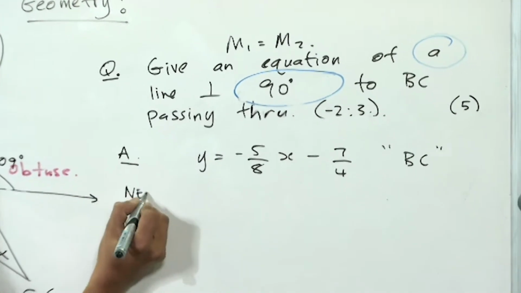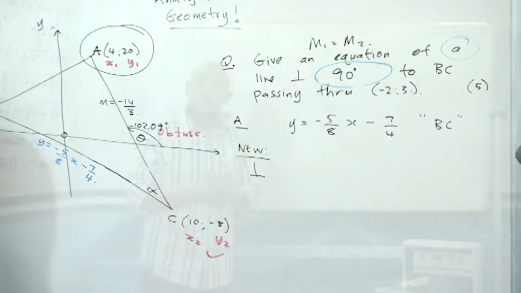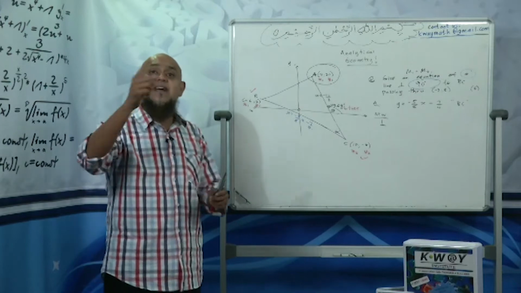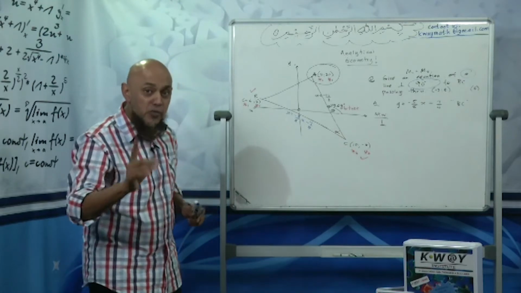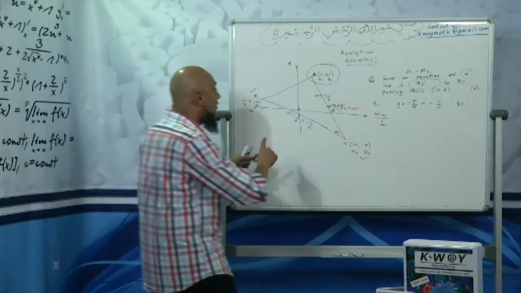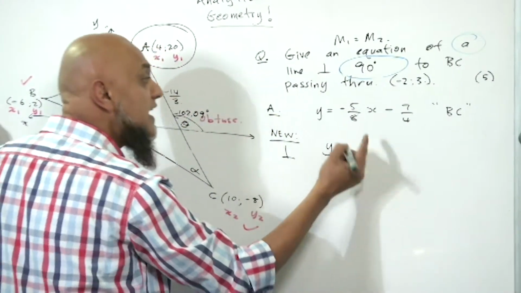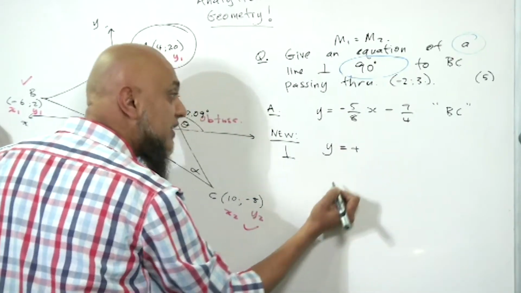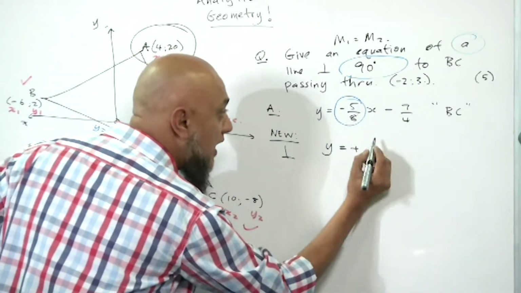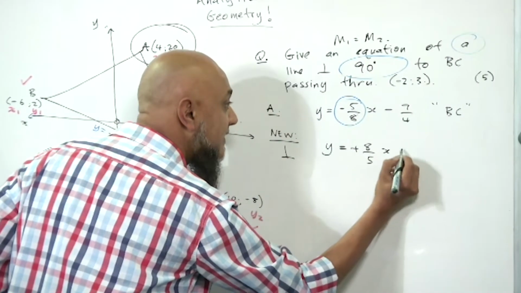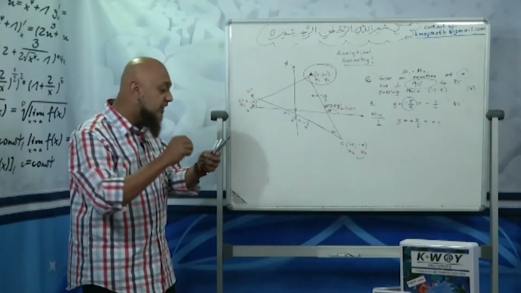The new line, the new perpendicular line, the new 90-degree line. What did we say from our toolbox? For 90-degree lines, the gradient of the one line multiplied by the gradient of the other line must equal -1. So the old line is -5 over 8. Obviously, if your old one is negative, your new one will be positive. If the old gradient is 5 over 8, the new one will be 8 over 5, x plus c. Okay, we change the sign and flip the fraction.